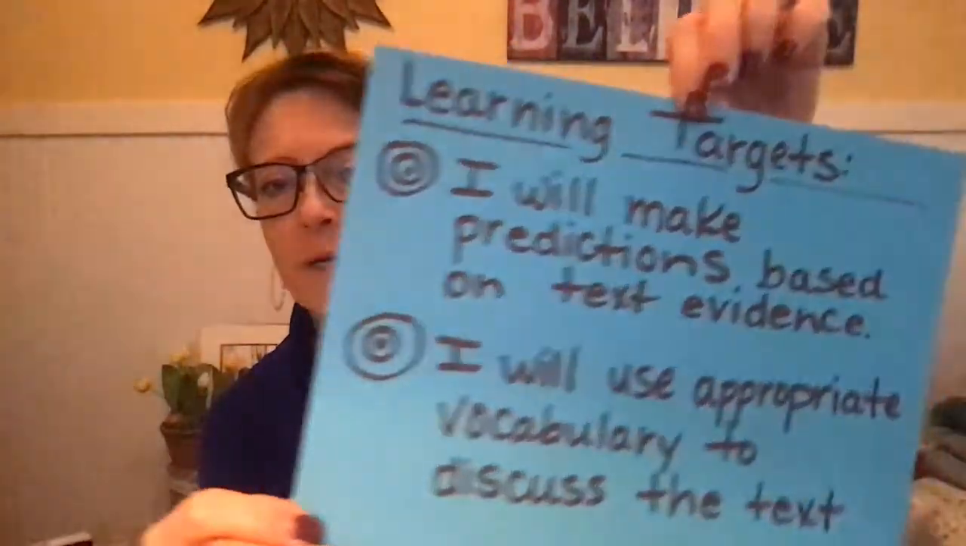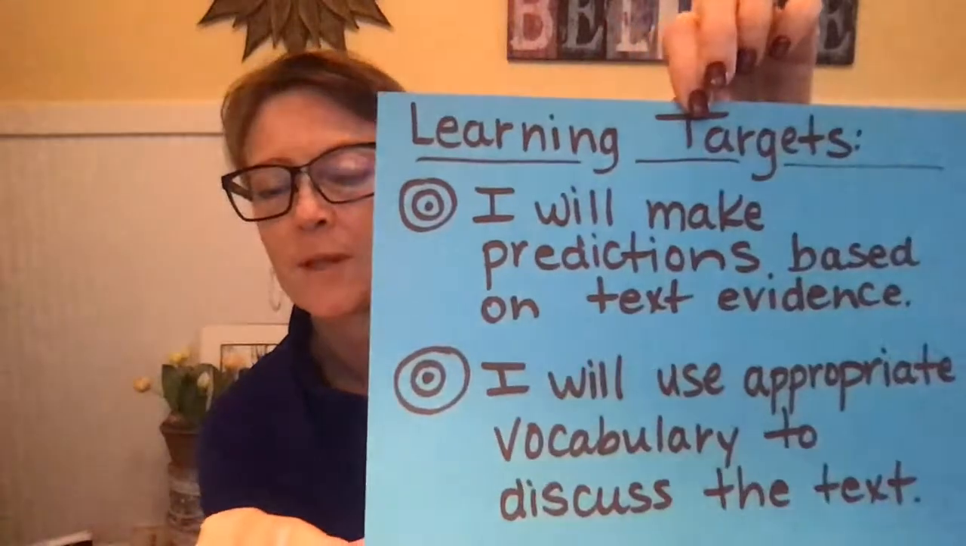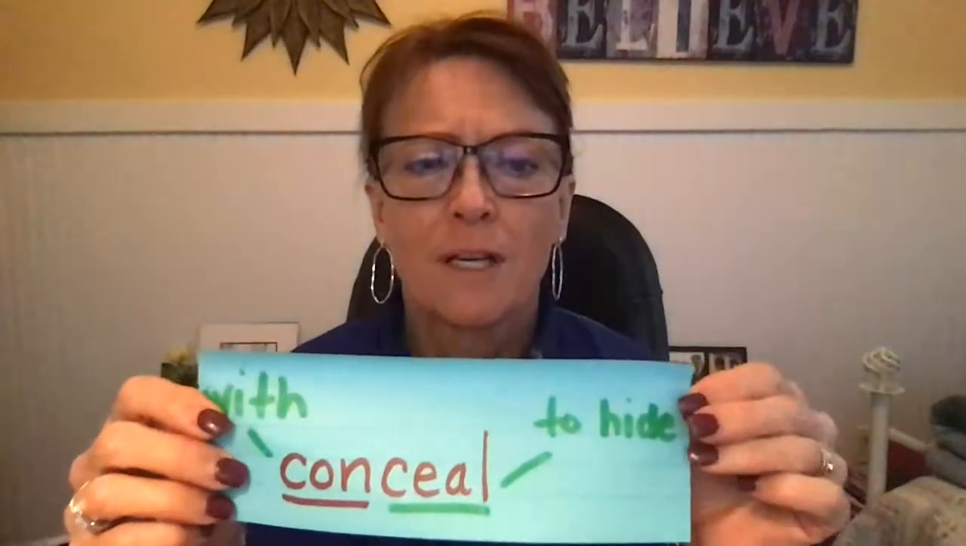The second goal we have is to use appropriate vocabulary to discuss the text. Often our new vocabulary and our vocabulary from previous lessons is put to use in our stems. And that's when we really get to deepen our understanding of those words. So today, our vocabulary word is conceal.